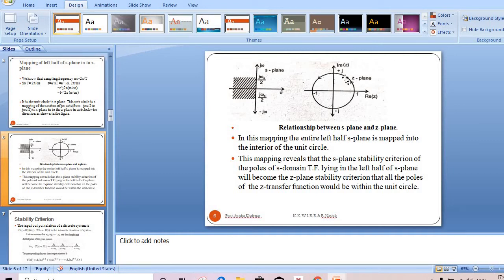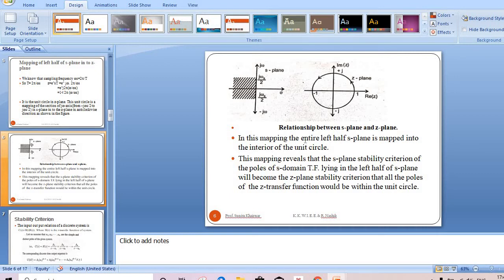This right side figure is the Z plane having two axes. X axis is real Z, y axis is imaginary Z. So we have a magnitude 1. So this is minus 1, plus 1. Imaginary part plus j, minus j. And when we map that S plane having these two points, this is plus j omega s by 2 and this is minus j omega s by 2, this will map into the Z plane in this anti-clockwise direction.